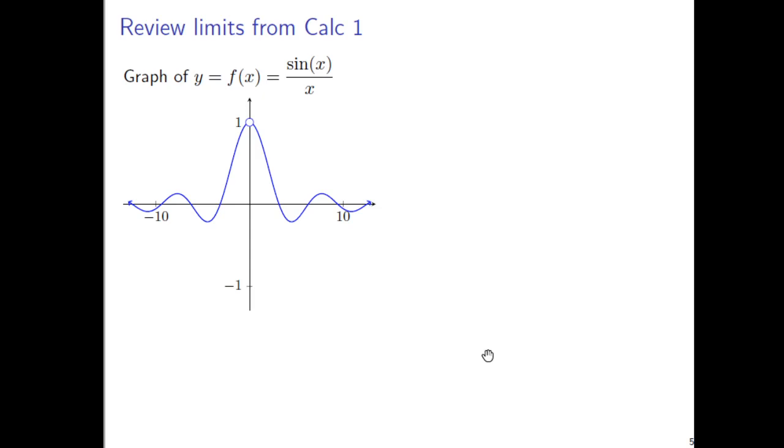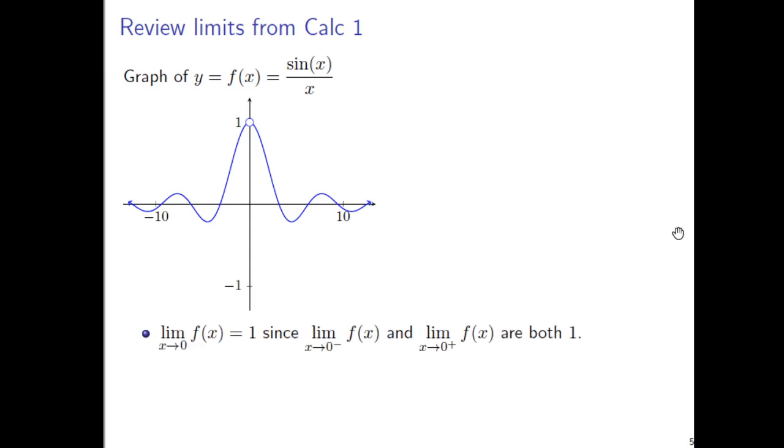Okay, I'd like to review limits from Calc 1. So here's the graph of f of x equals sine of x over x. It looks like the graph of sine of x, except when x gets big, you're dividing by a large number, so that's why this is going to shrink out. And when x gets small, the effect is not too much, except this key issue of when you actually use x equals 0, well, then you're dividing by 0. That's why there's this hole right where the y-axis is.